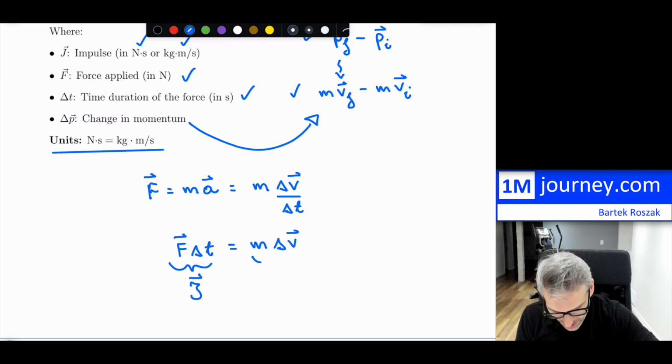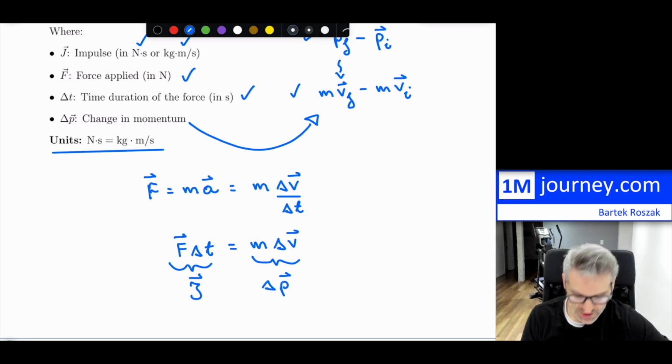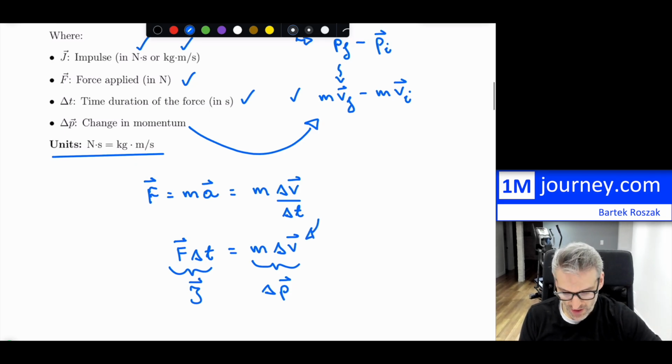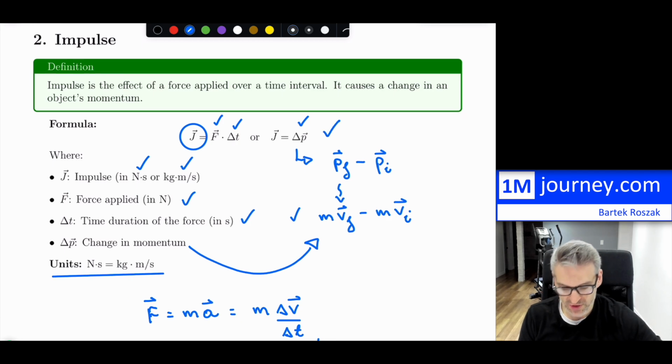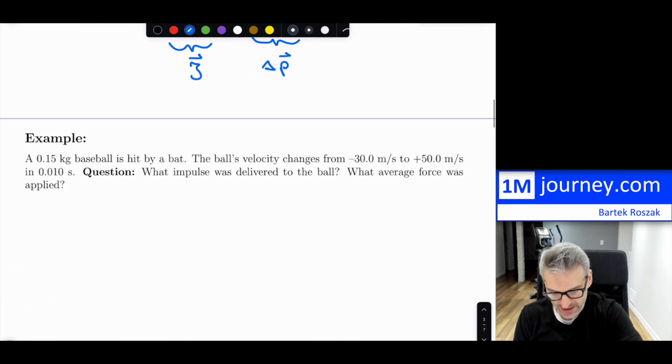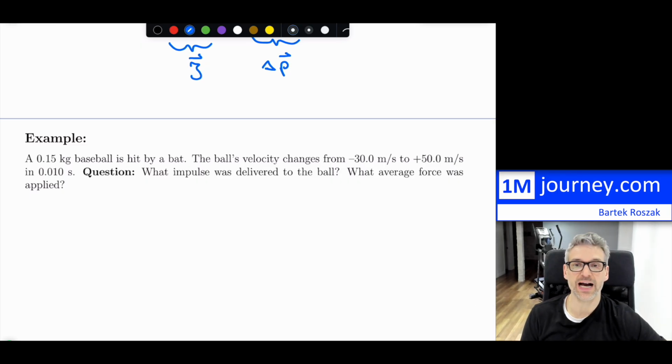And then this right here is, of course, the change in momentum. That change in momentum comes from the fact that we have this change in velocity. So you can use this, or the forces and the changes in time. So that's impulse. Now, here's a little bit of an example, and let's try to calculate it.